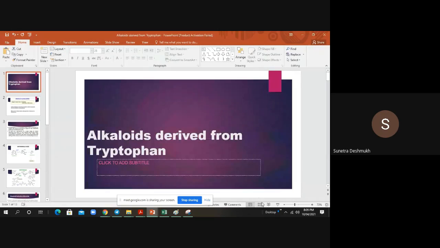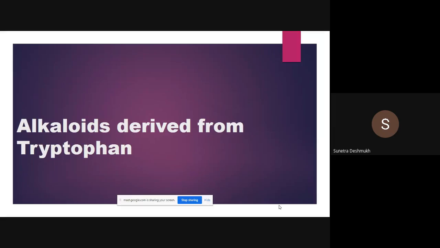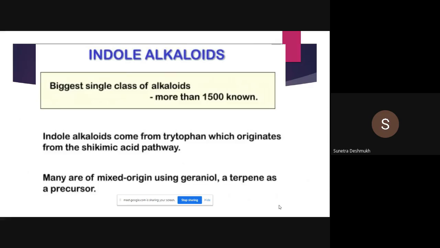Okay, now we'll start our next alkaloid: alkaloids derived from tryptophan. So this one we will start today. In tryptophan-derived alkaloids, the main nucleus is indole.